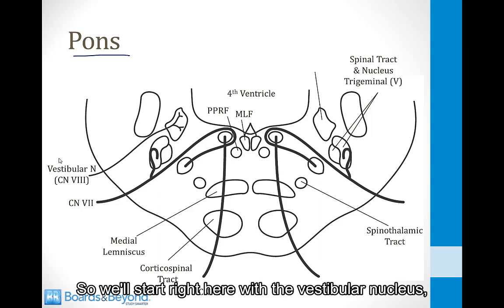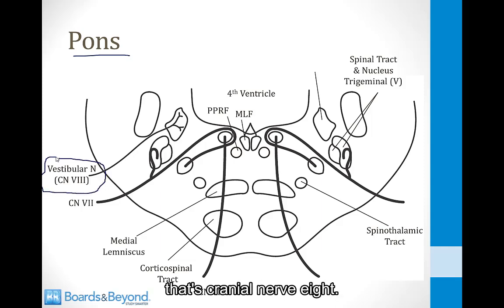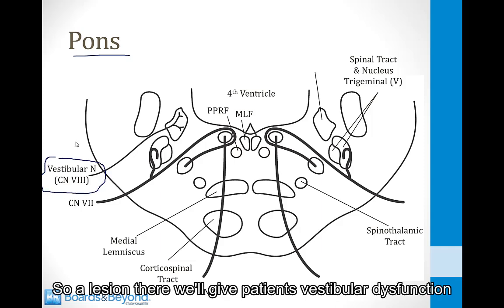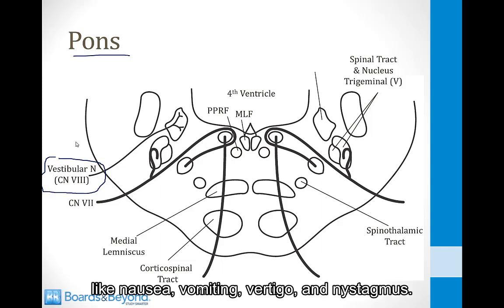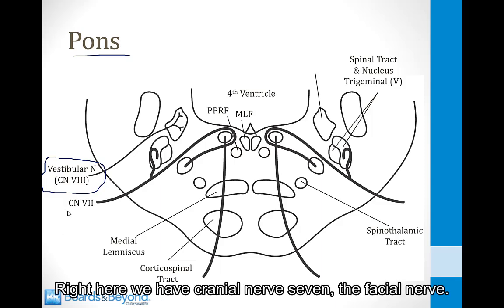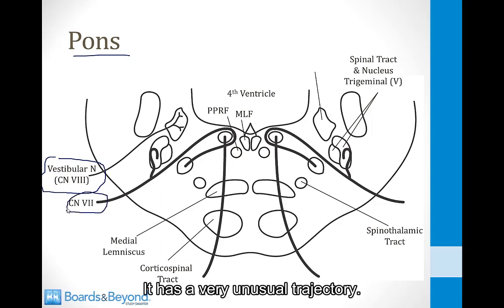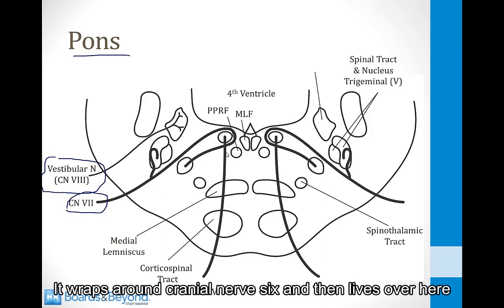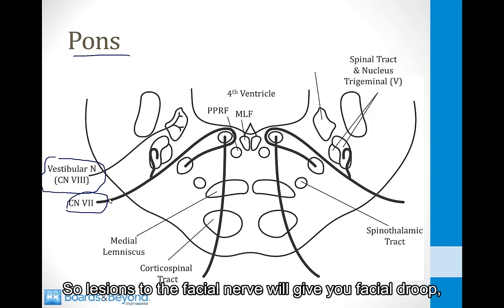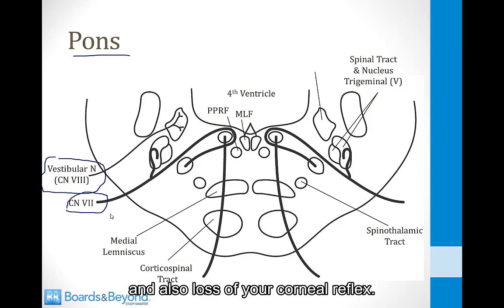So we'll start right here with the vestibular nucleus, that's cranial nerve 8. A lesion there will give patients vestibular dysfunction like nausea, vomiting, vertigo, and nystagmus. Right here we have cranial nerve 7, the facial nerve. It has a very unusual trajectory. It wraps around cranial nerve 6 and then leaves over here on the lateral side. So lesions to the facial nerve will give you facial droop and also loss of your corneal reflex.